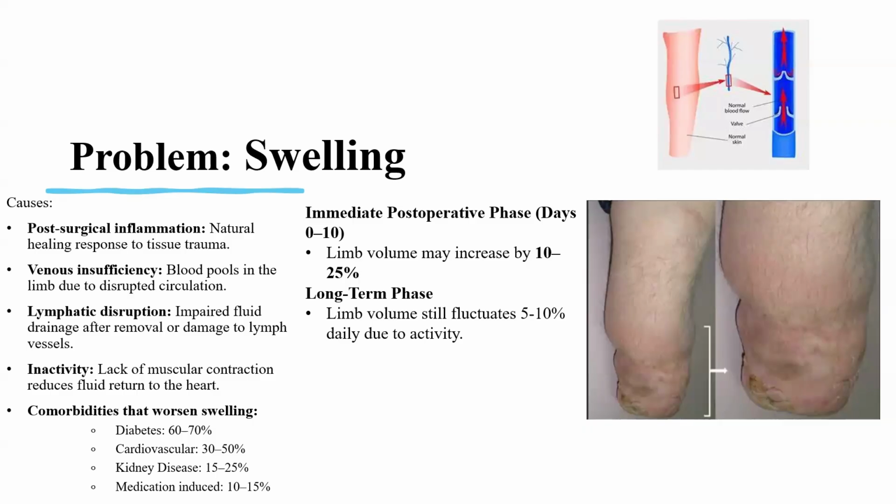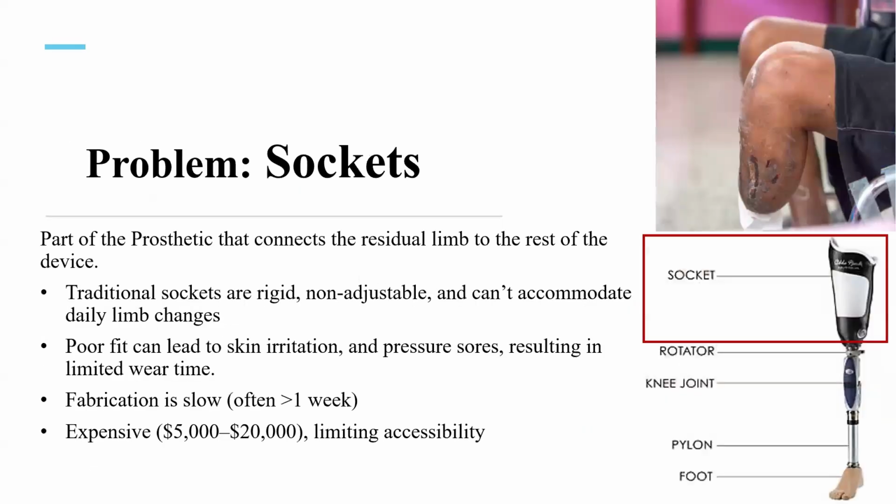circulation and blood flow. So the two types of swelling are immediate swelling that happens after surgery, which causes the volume to increase by 10 to 25%. And in the long-term phase, which is after 10 days post-op, the limb volume fluctuates by roughly 5 to 10% on a daily basis. And that's problematic when it comes to having a socket that is set.